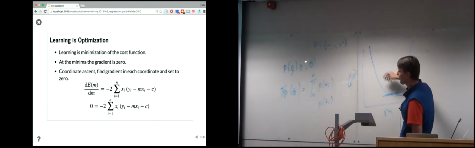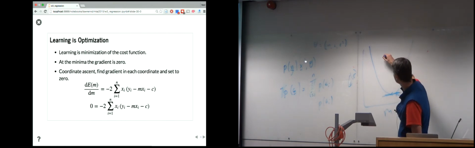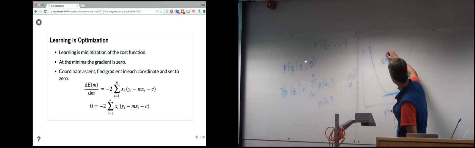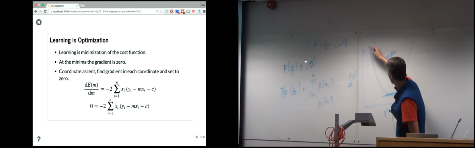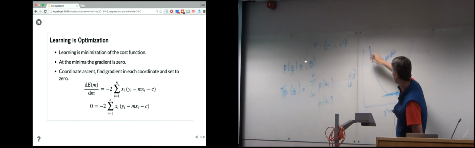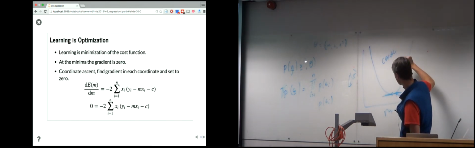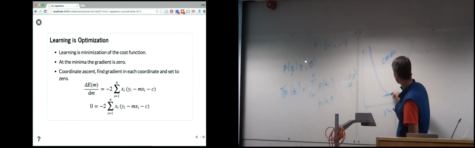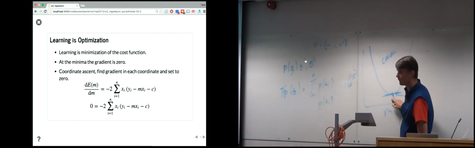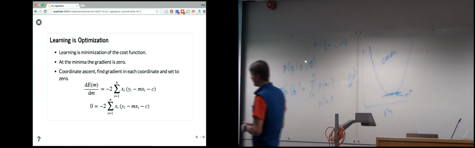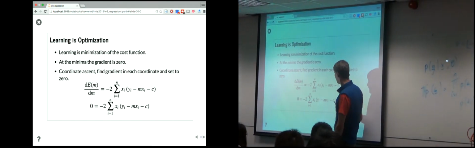Because this function happens to be convex, meaning its curvature is always positive, it means that if you find the one point where the gradient's 0, you'll be at a minima. And that's what this equation is saying. So we're now setting this gradient equation to 0. This is called a fixed point equation.